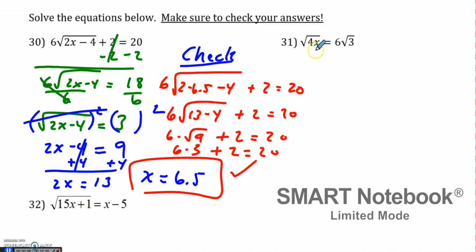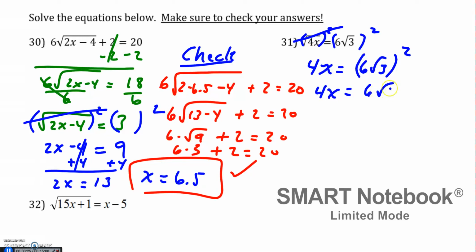So if I'd like to solve this equation, I cannot move the 4 yet, can't divide it because it's underneath the radical. So the first thing I'm going to do is square both sides. So if I do that, I'd be left with 4x equals (6 root 3) quantity squared. Now that really means that 4x equals 6 root 3 times itself.